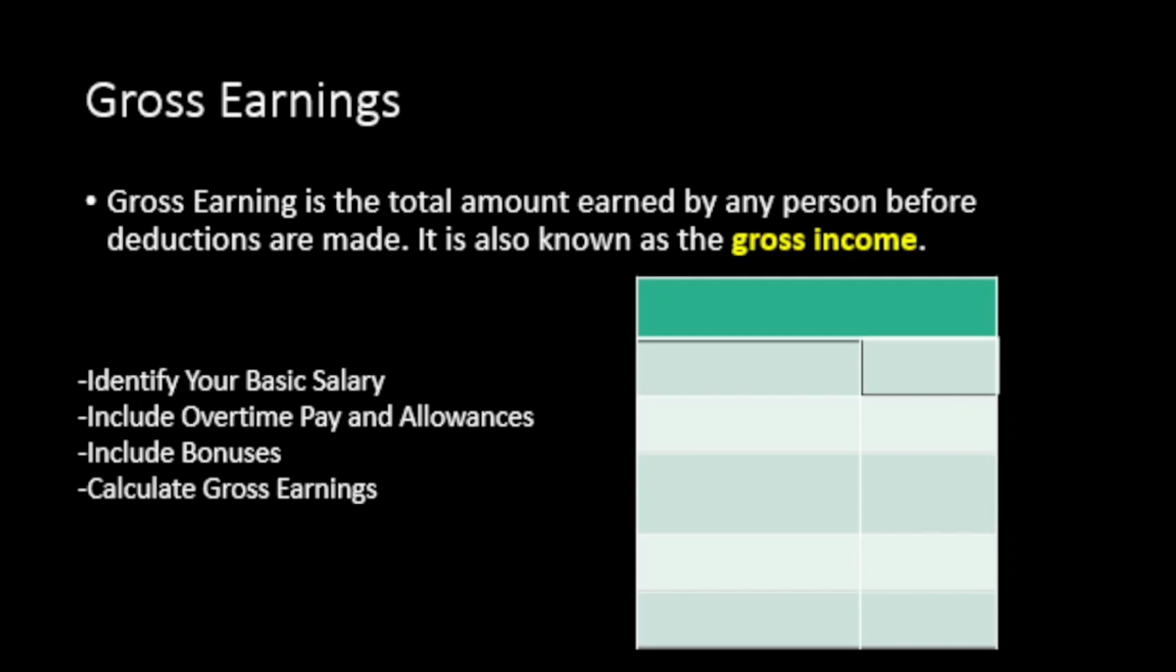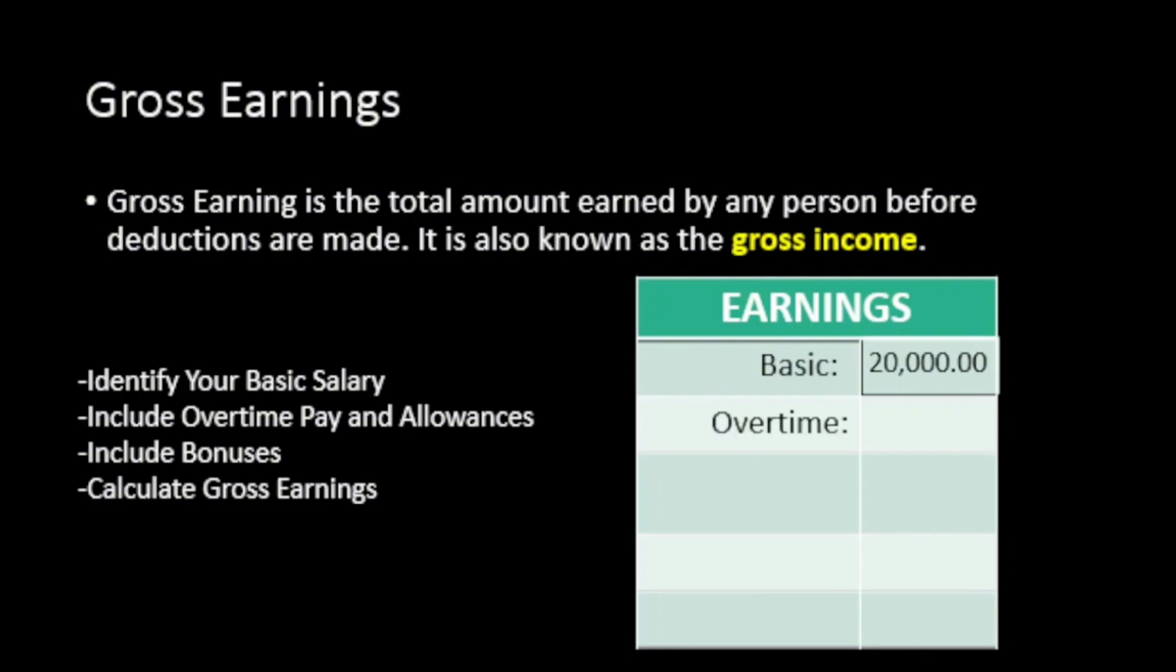Your gross earnings are your total income before any deductions. These earnings include your basic salary, overtime pay, allowances, and bonuses. To calculate your gross earnings, you need to add up all these components. Let's break it down. Let's start with your basic salary. This is the amount you agreed upon with your employer. It's the foundation of your earnings.